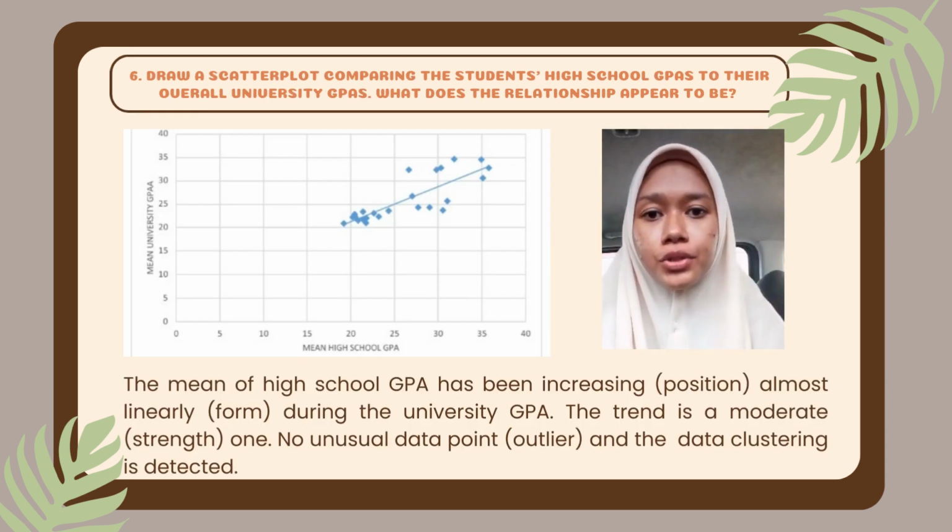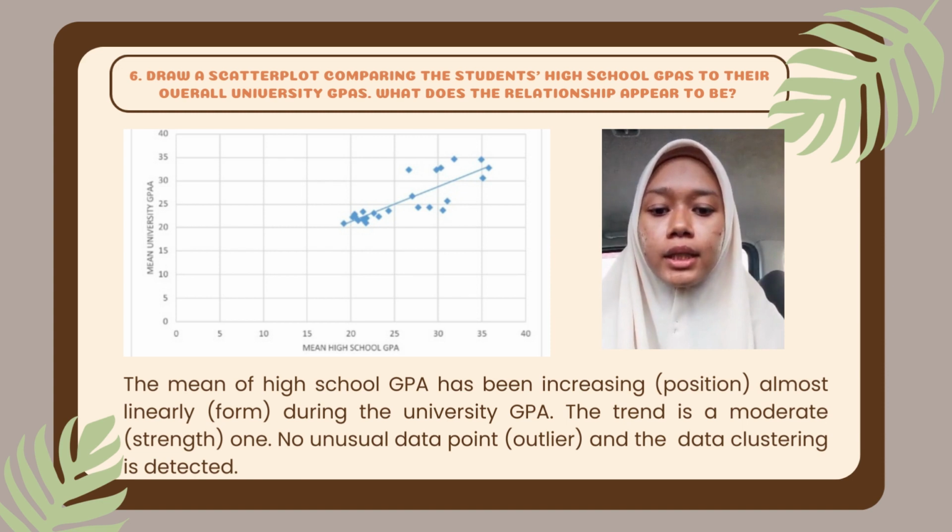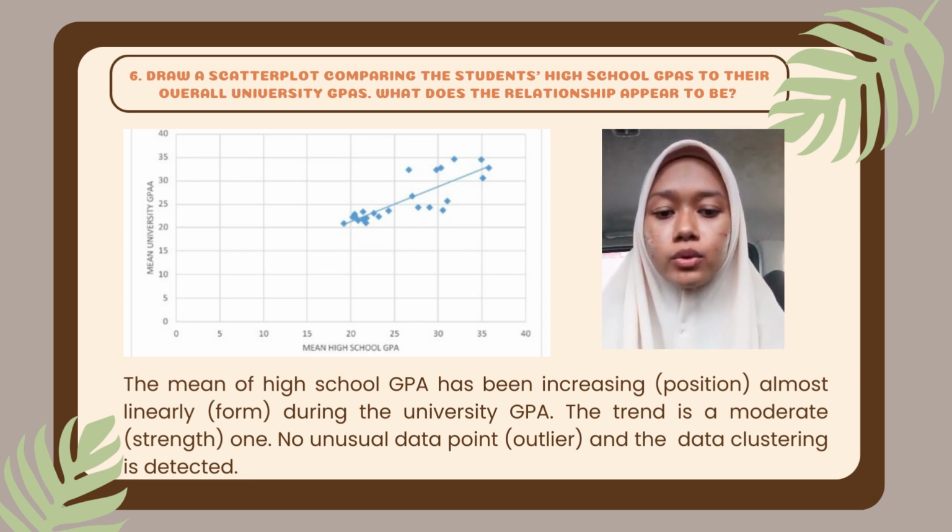Okay, the next question is draw a scatter plot comparing the student high school GPA to their overall university GPA. What does the relationship appear to be? Okay, the answer is we use the graph scatter plot. In the slide, the graph scatter plot is of high school GPA and overall university GPA.